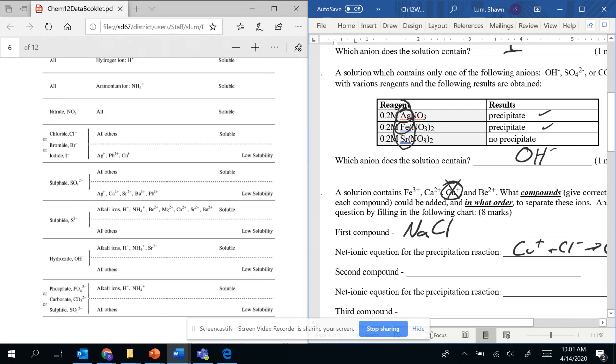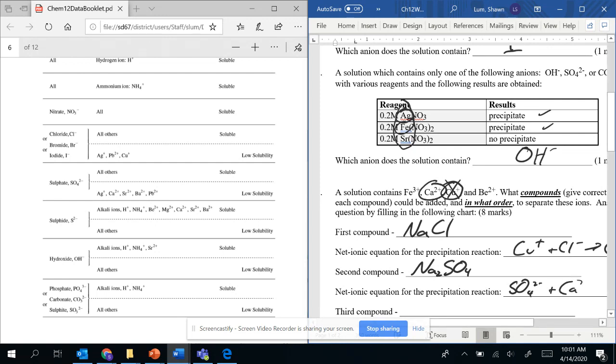Okay, so now we need to find something that forms a precipitate with one of these and not the other ones. So one of the things I'm looking at right now is SO4. Forms a precipitate with Ca, but does not form a precipitate with Be or Fe. So I'm going to go Na2SO4. That forms a precipitate with, that goes SO4 2 minus, plus, and that combines with our Ca right here.